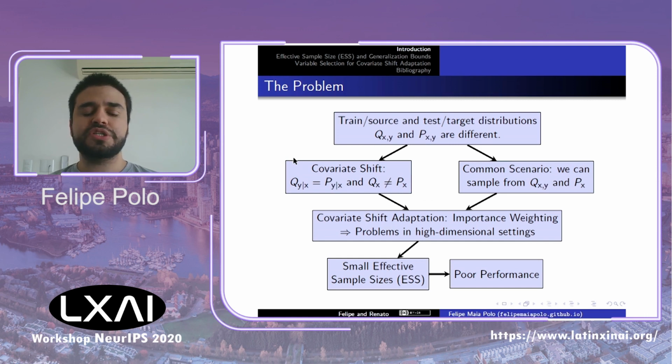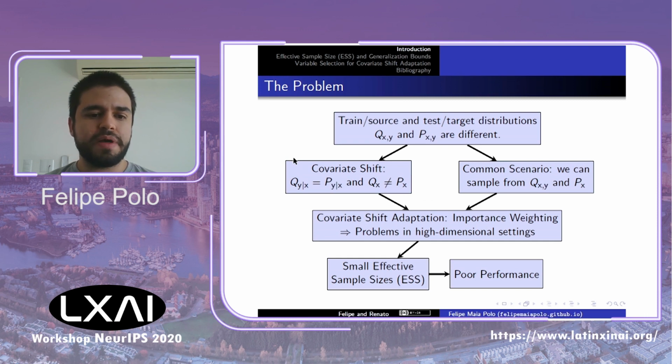Covariate shift adaptation is usually corrected using importance weighting, which is an idea very similar to importance sampling. One problem with that approach is that it fails in high-dimensional settings due to small effective sample sizes, leading to poor performing models in practice.